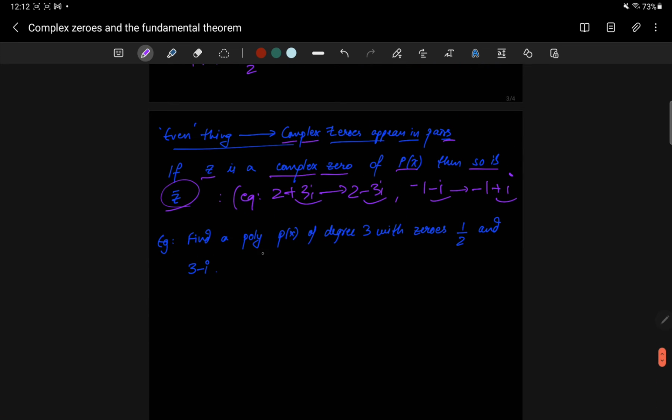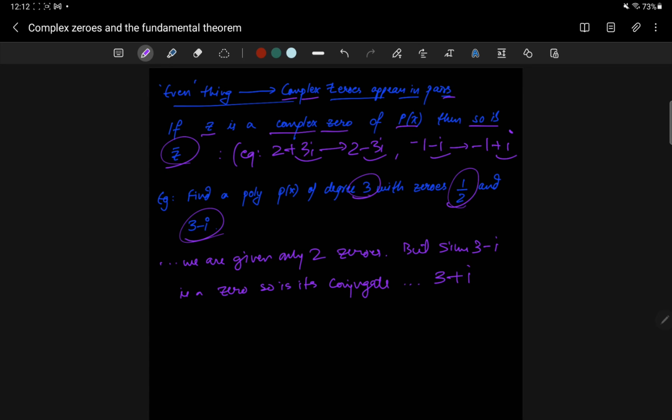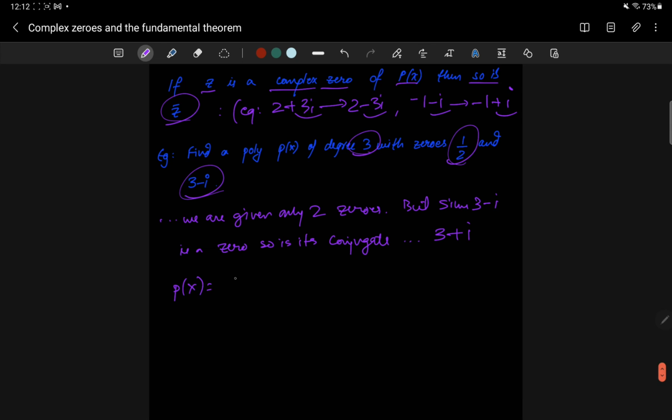That's how it works. Let's look at, I believe that's the last example. Find a polynomial of degree 3 which has zeros 1/2 and 3 minus i. Now here we are given only two zeros. But since 3 minus i is a zero, so is its conjugate. And what is its conjugate? That's 3 plus i. So the polynomial is x minus 1/2, x minus 3 minus i, and x minus 3 plus i.